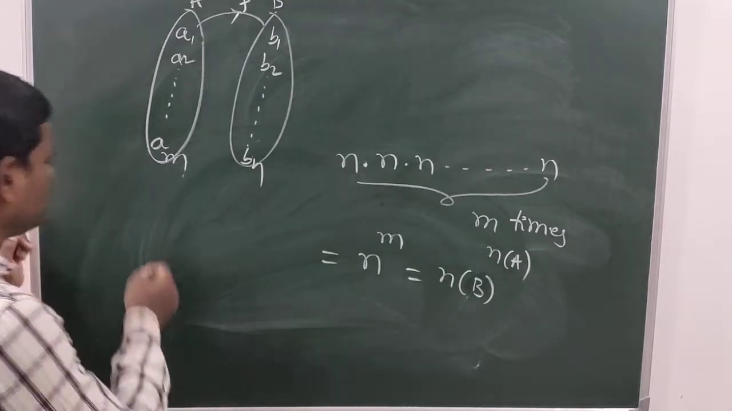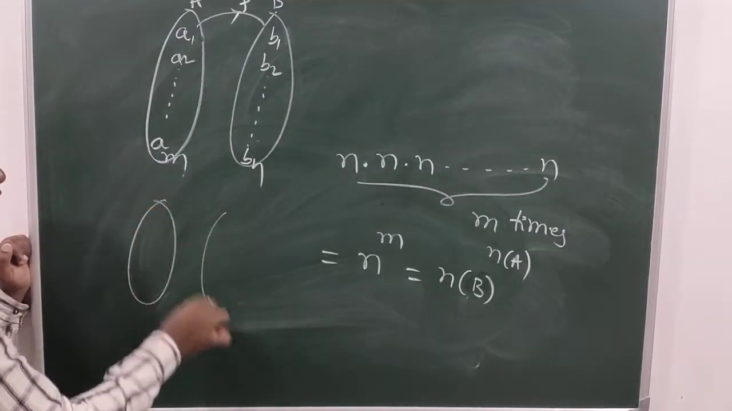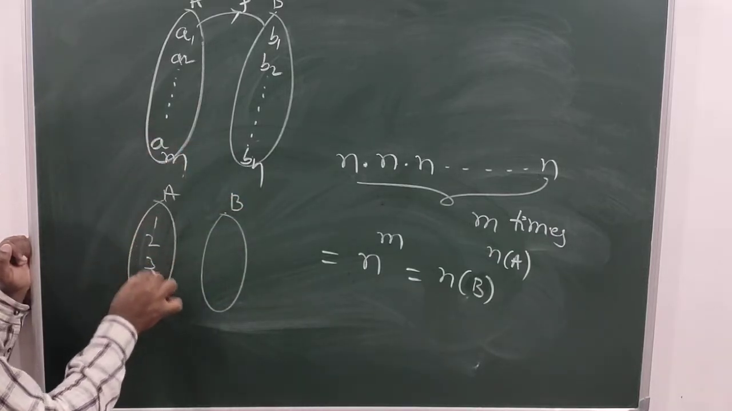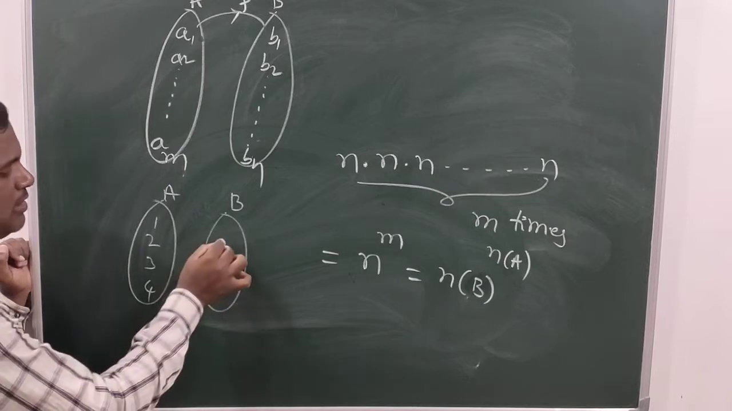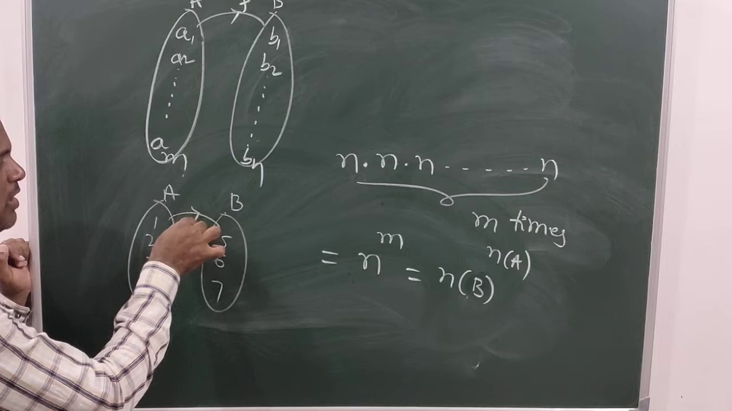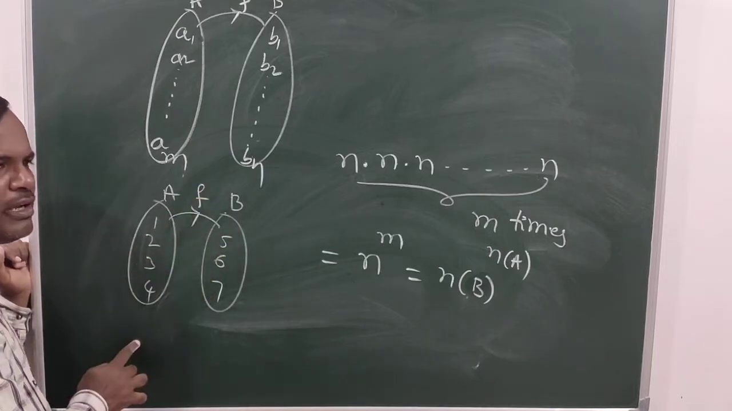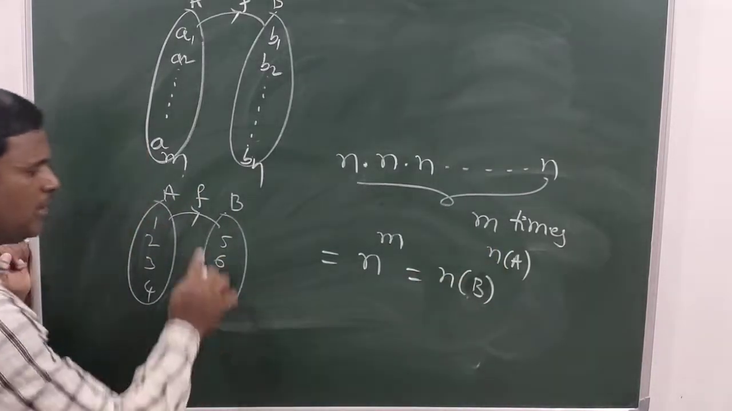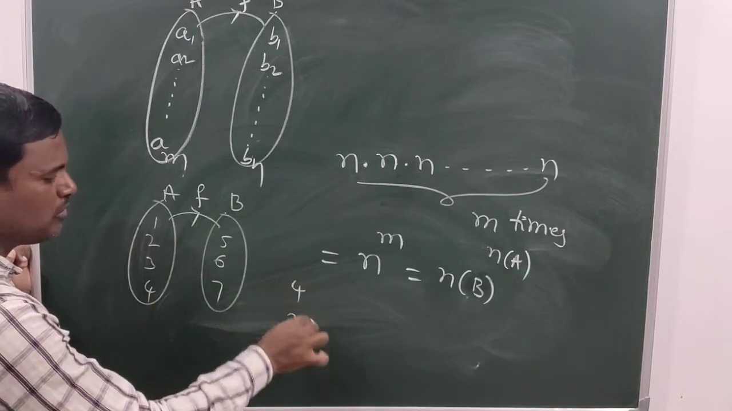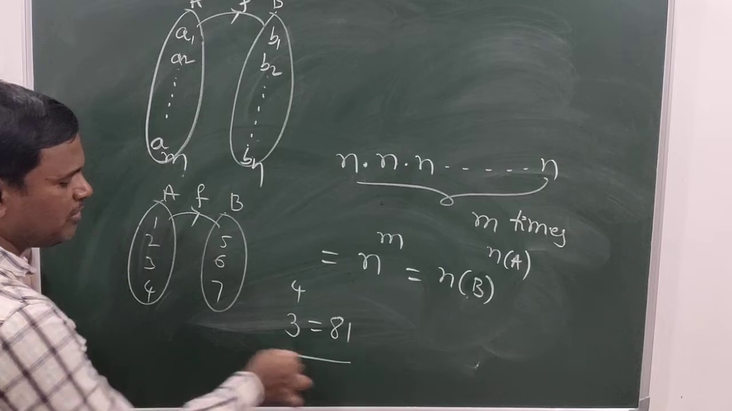Okay? So suppose I give you 4 elements in set A, 1, 2, 3, 4, and 3 elements in set B. Now tell me how many functions are possible from set A to set B? n(B) power n(A). Number of elements in B is 3, number of elements in A is 4. 3 power 4. 81 functions are possible.